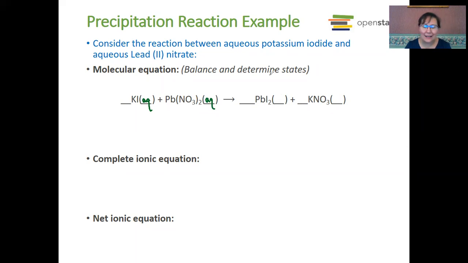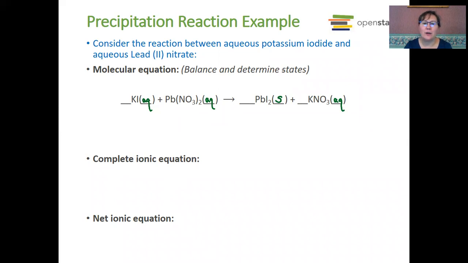And if you go back to the previous slide, you would see that that is where we have an insoluble exception to the halides. And so this would be S for solid. Okay, and then we have KNO3, and we know that potassium and nitrate, those are always going to be aqueous. Okay, so now let's go ahead and balance it.